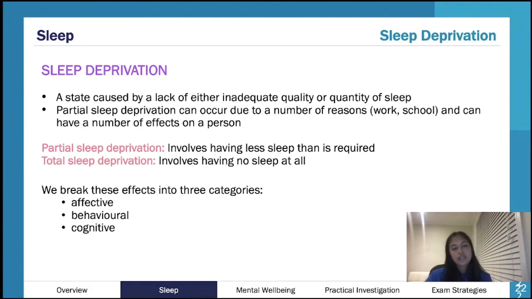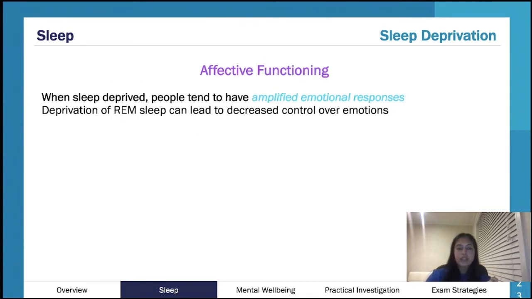So the categories that you think about in terms of effects of sleep deprivation, you're thinking of your ABCs: your affective, behavioral, and cognitive. So affective as in your emotions, behavioral as in behavior, cognitive as in your mental thinking. Okay, so your affective functioning. When you are sleep deprived, I'm sure you are all very aware, you can get a little bit more sensitive. You might be a little bit more easy to anger or easy to get sad. It's just this idea that you basically have less emotional control.